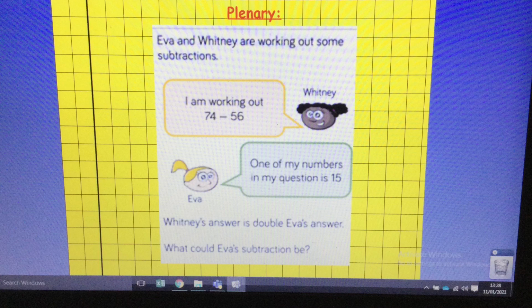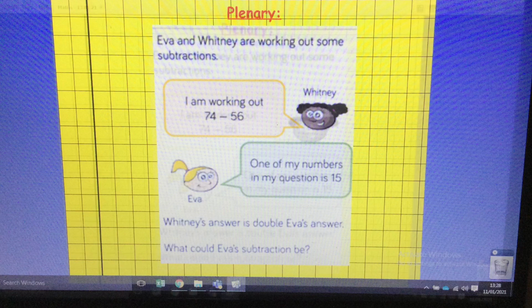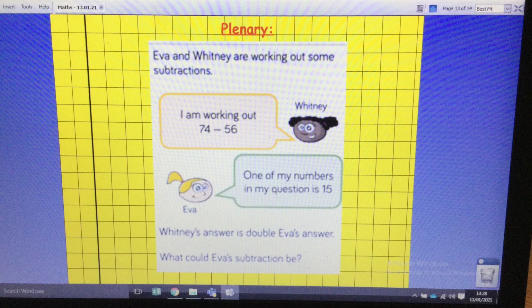And here is your plenary question for today. Eva and Whitney are working out some subtractions. I am working out 74 take away 56, says Whitney, and one of my numbers in my questions is 15, says Eva. Whitney's answer is double Eva's answer. What could Eva's subtraction be? Pause the video now to have a little think, and you can always tweet us your answer.